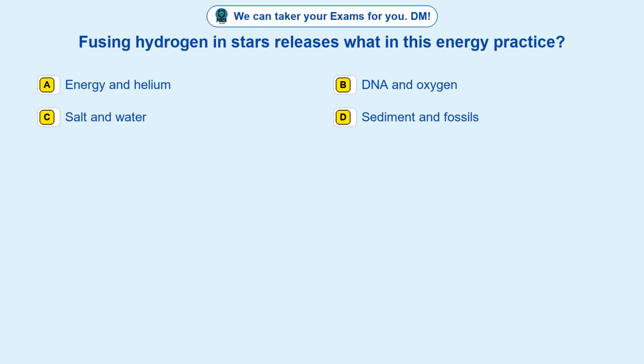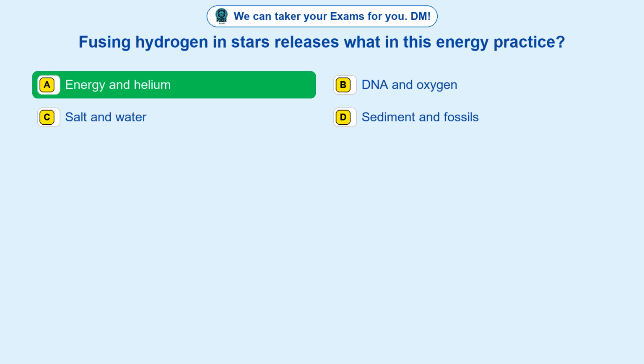Question 93. Fusing hydrogen in stars releases what in this energy practice? Option A, energy and helium. Option B, DNA and oxygen. Option C, salt and water. Option D, sediment and fossils. The correct answer is option A.